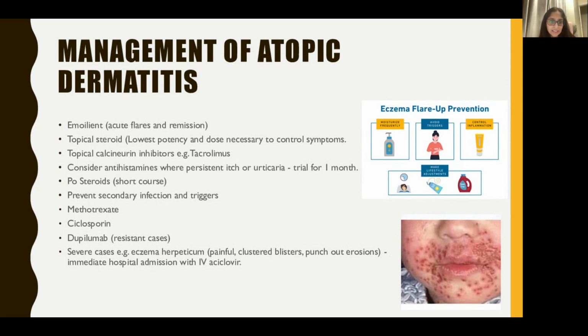So you can see here there's a case of eczema herpeticum where the child would have a background eczema. However, due to infection, there are painful clustered blisters and punched out erosions, and it commonly affects around the face, and can also extend around the nose and the eyes, in clustered locations. If this occurs, especially in pediatric patients, they need immediate hospital admission and need to be started on IV acyclovir. Even before being reviewed by dermatologists, pediatricians would start this if we are suspecting eczema herpeticum. And also here there is use of biologics such as dupilumab.